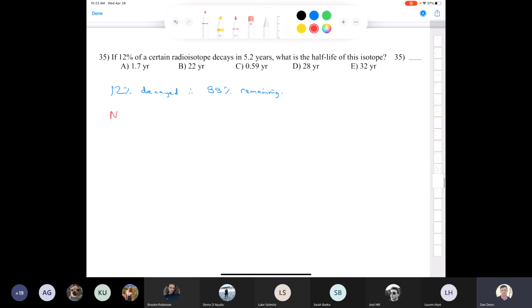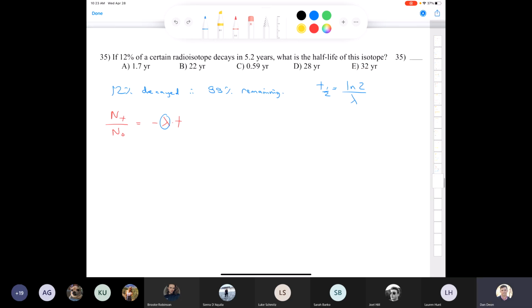And we know that the amount that's left over after a certain amount of time divided by the initial amount is equal to the negative of the decay constant multiplied by the amount of time. Now we need to have the decay constant in order to calculate the half-life, don't we? Because we know that the half-life, which is what we're looking for, is equal to the ln of 2 divided by the decay constant. Keep in mind that you're going to be provided with this formula and this formula for your exam. Well, let's start by solving for lambda.